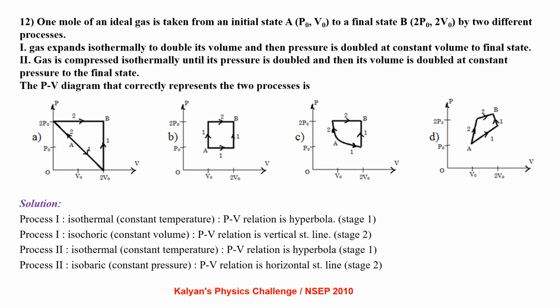The PV diagram that correctly represents the two processes is: process 1, isothermal, that is constant temperature. PV relation is a hyperbola, that is stage 1. In process 1, isochoric process, constant volume, PV relation is a vertical straight line, that is stage 2. Process 2, isothermal process, constant temperature, PV relation is a hyperbola, that is stage 1. In process 2, isobaric process, that is constant pressure, PV relation is a horizontal straight line, that is stage 2.